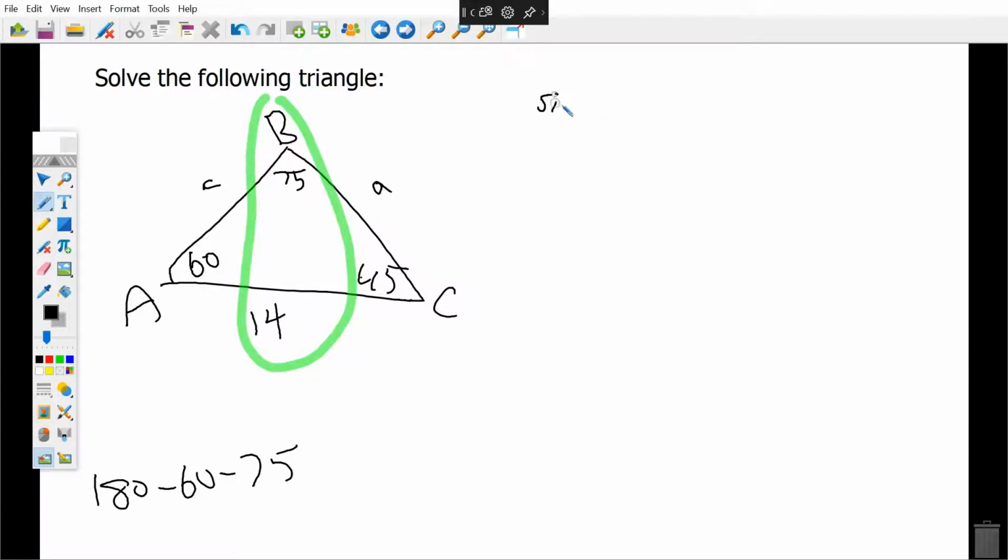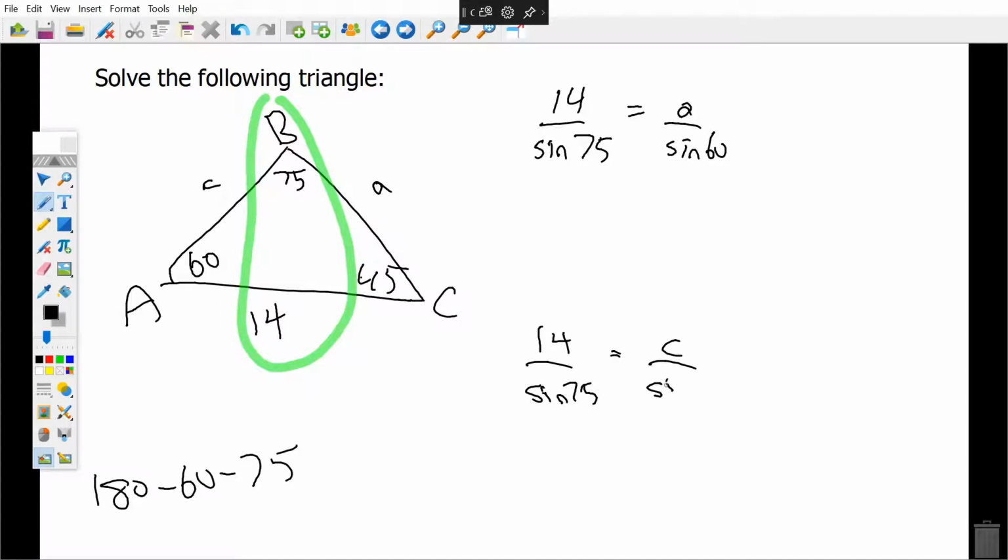So I'm going to set them both up at the same time. 14 over sine 75, that's our known angle side pair, equals A over sine 60. Down below, 14 over sine 75, once again, equals C over sine 45. The method for solving them is the same. We're going to cross multiply and divide.